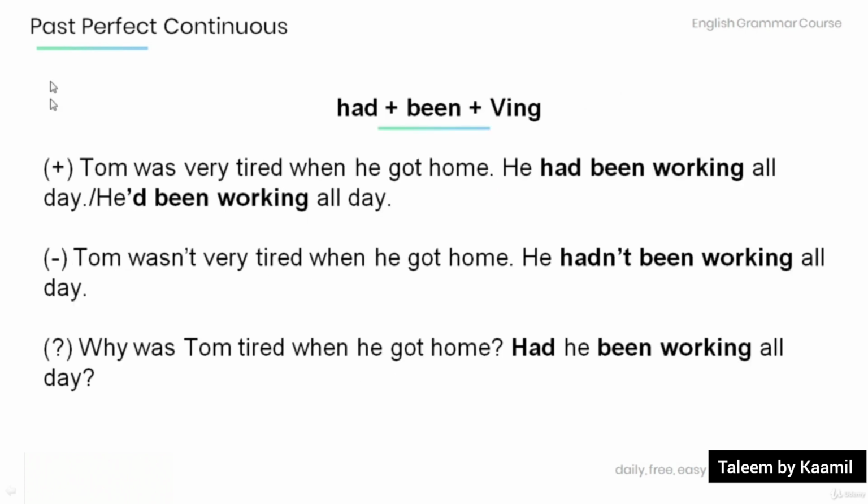Now, to form the past perfect continuous tense, we use had plus been plus verb ing. Let's have a look at the examples below. Positive sentence. Tom was very tired when he got home. He had been working all day, or he'd been working all day.